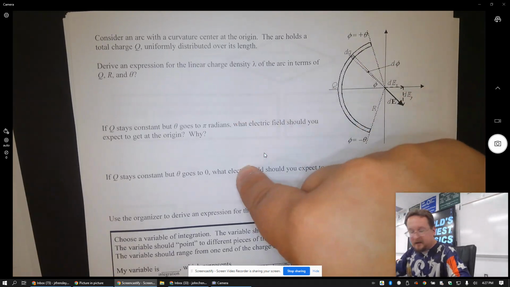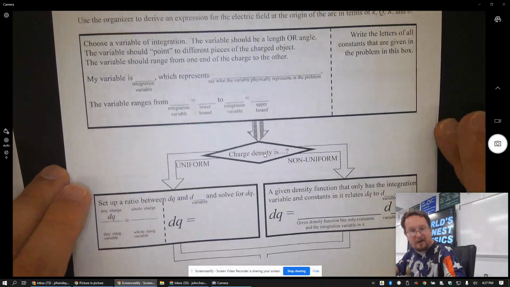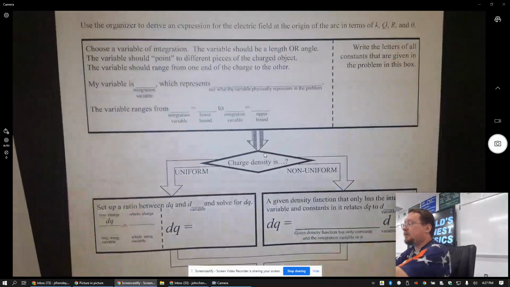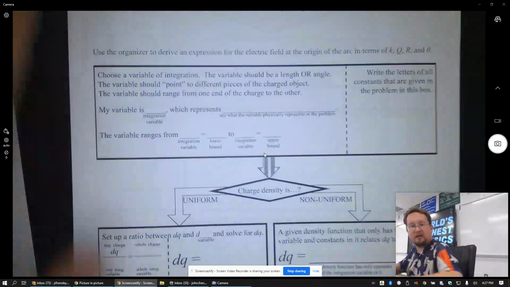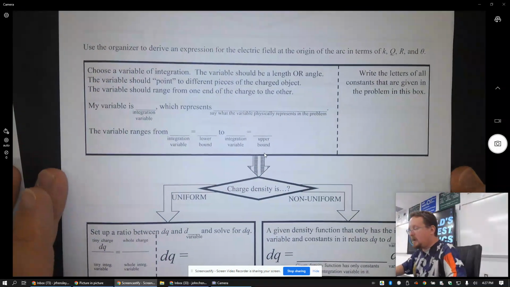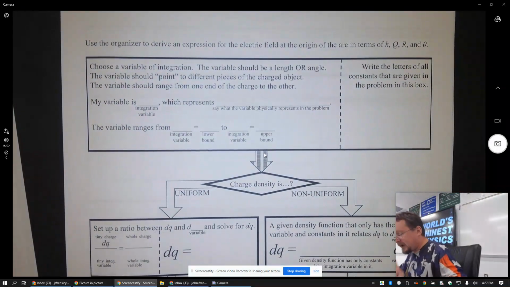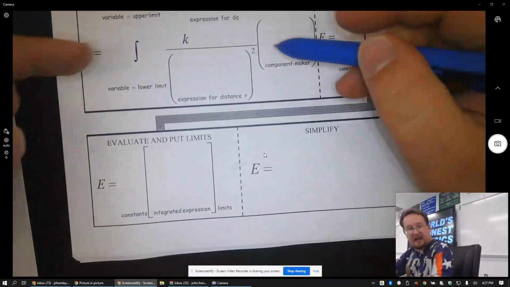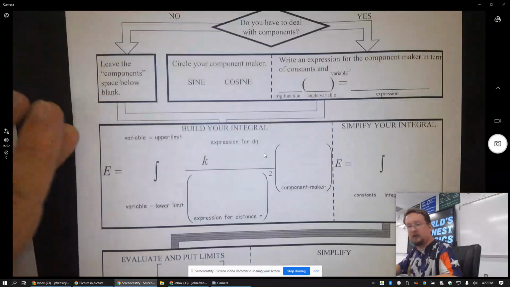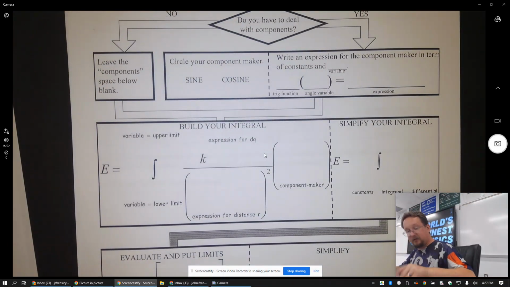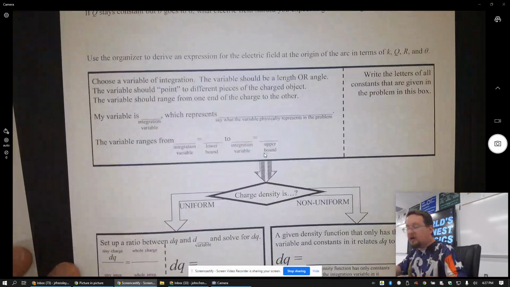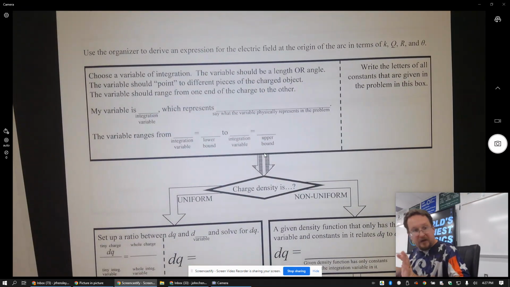So I have these kind of lead-in questions, and then this is my flowchart organizer. This is what you came to watch this video for, so you can see this flowchart organizer. When students have to set up the integral to find the electric field, the setup of the integral is what's difficult for them. They don't know what to do. So the flowchart kind of helps them think their way through it.